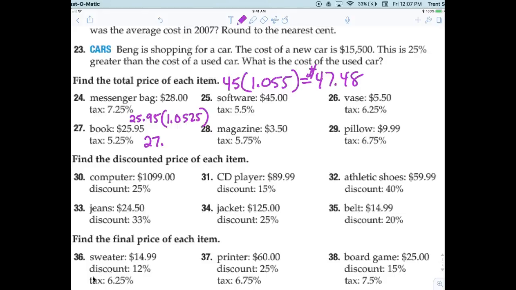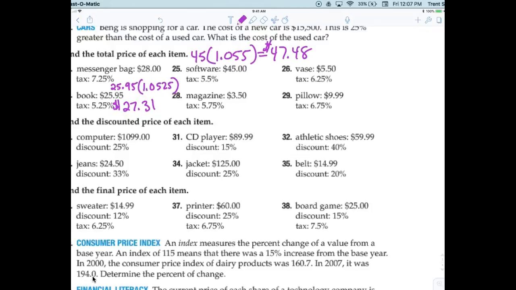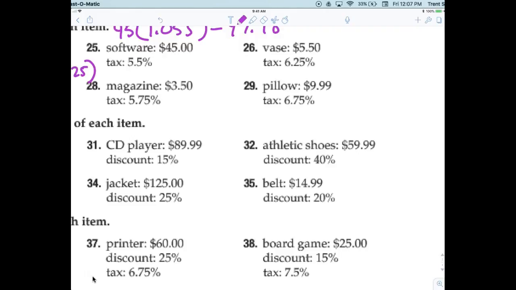Anybody agree with $27.31? Boys in the back, you agree with me? Yes. Bragdon. Yes. How am I doing? 29. Go. Wait. Okay. 29. Wait a minute. Are we doing 29? Yes. Okay. Tell me what to write. Type it in on my calculator, Miss Bragdon.